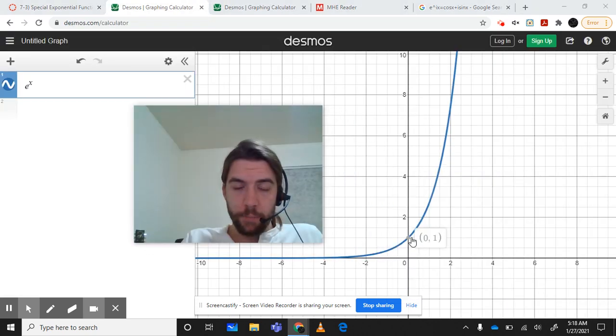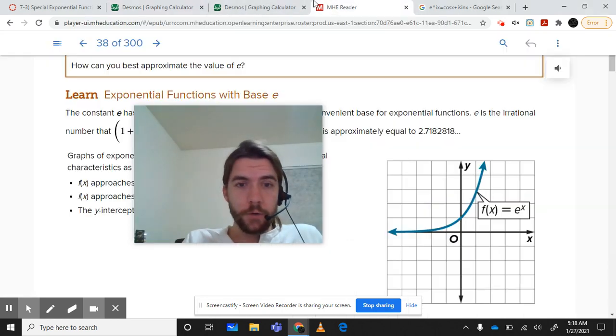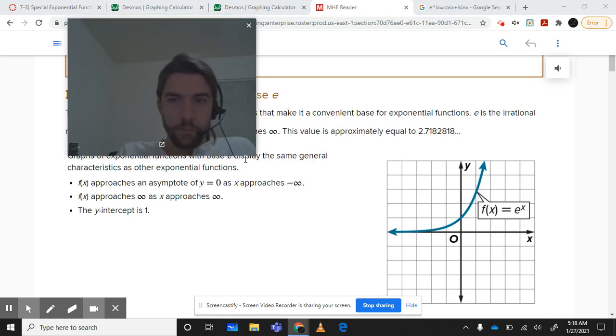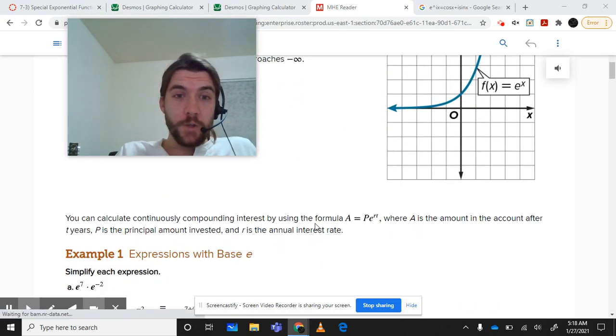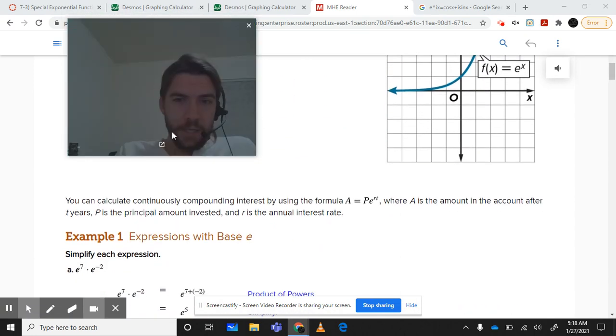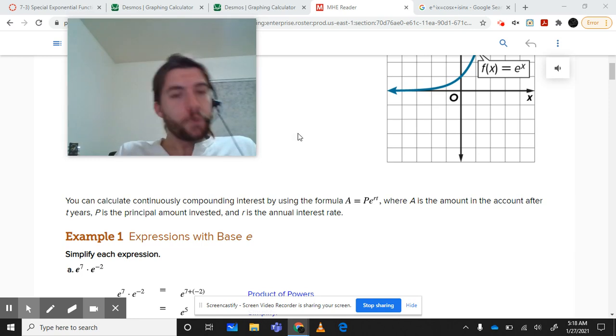Anything to the 0th power, if you take something and put it to the 0th power, you always get 1. Okay, so it shares all of those characteristics. It just also has its own special things. One place where it's really used often, where we're going to do some examples with it, is in compounding interest.